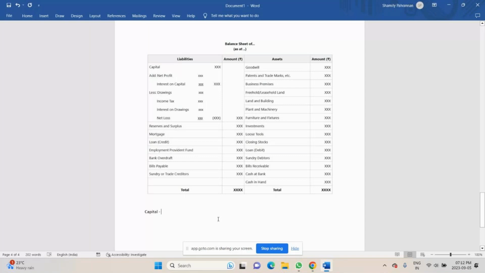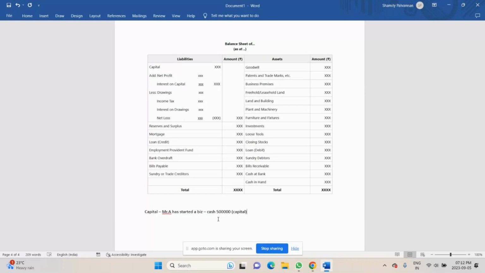For example, now Mr. A is starting a business. He is starting the business with money, the cash which he brings for running the business. Suppose he is bringing 5 lakh rupees as capital, as cash. This cash we call capital.